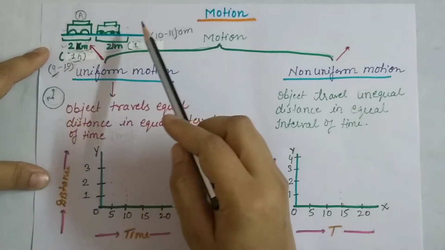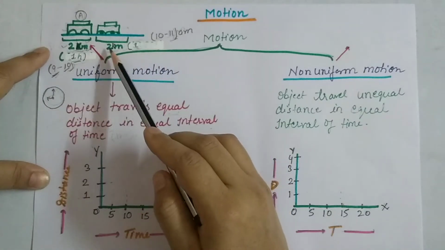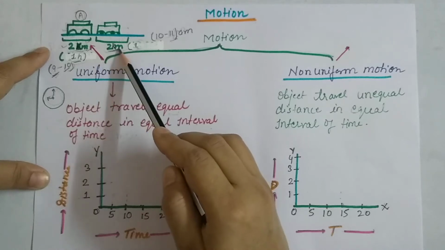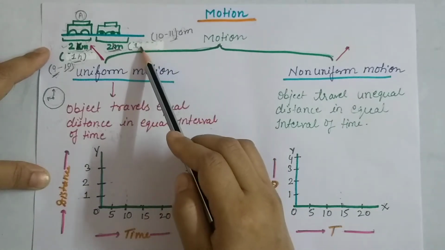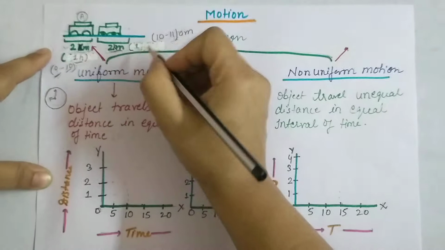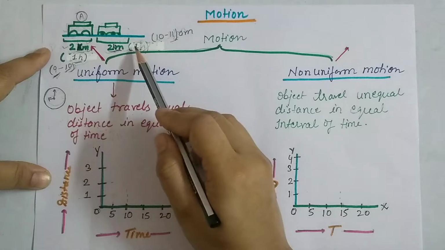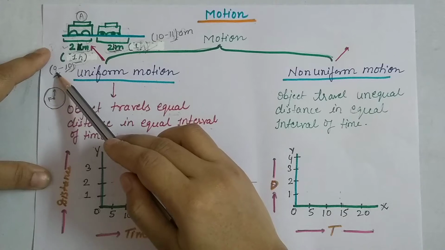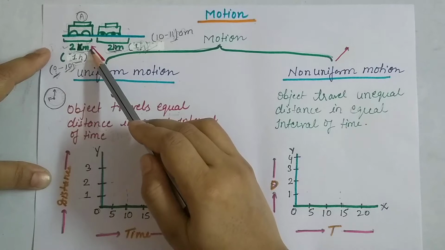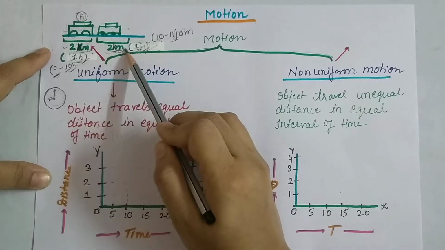Then again at 11 a.m., when we check it, we find this bus again covered 2 kilometer. So here from 10 to 11 a.m. it is also 1 hour. So what we have found here is this bus covered 2 kilometer in 1 hour. It starts at 9 o'clock, at 10 o'clock it covers 2 kilometer within 1 hour, and in the next 1 hour it again covers 2 kilometer.